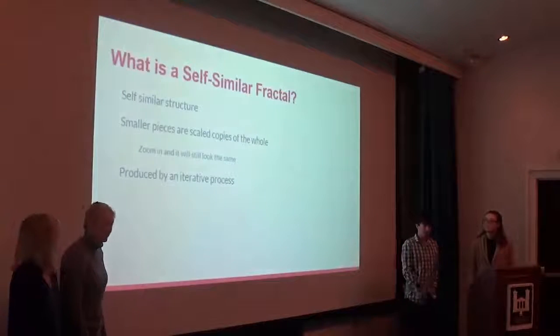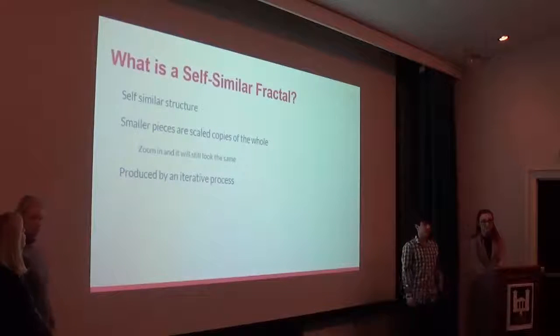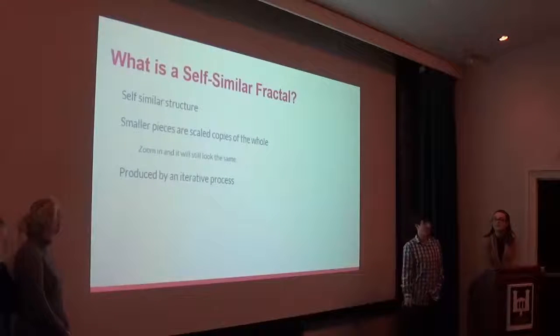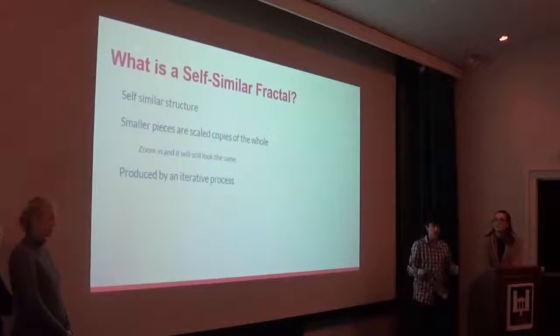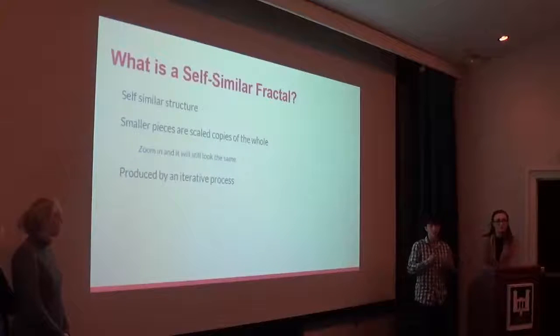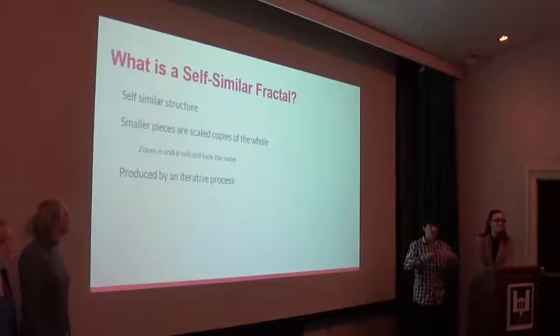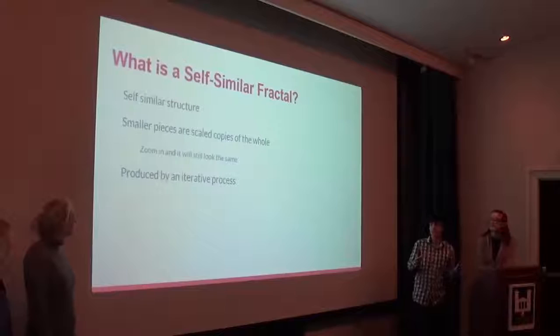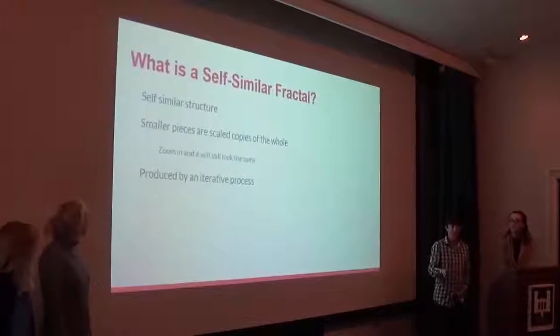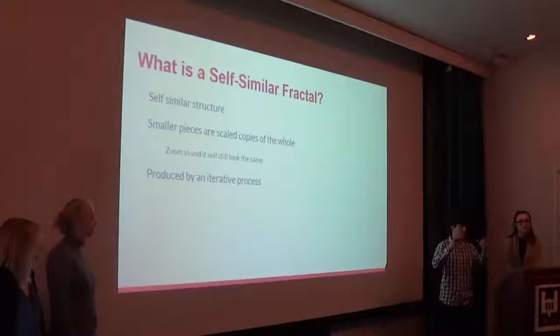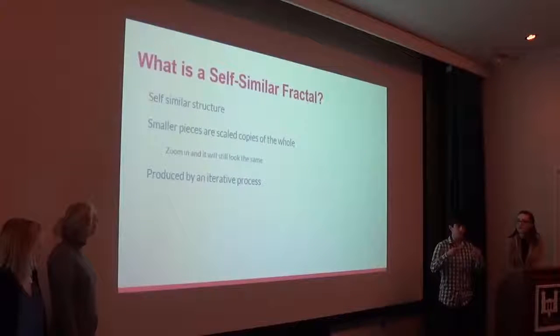So this paper focuses on self-similar fractals, which are a subset of all fractals as a whole. So what is a self-similar fractal? It's a structure where each part is a shrunken version of the entire whole. So if you zoom in on part of the image, you're going to get an image of what the whole entire structure looked like at the beginning. And this is produced by an iterative process. So you can continue to do this step over and over and over and shrink your image, and it will continue to look the same if you were to zoom in.